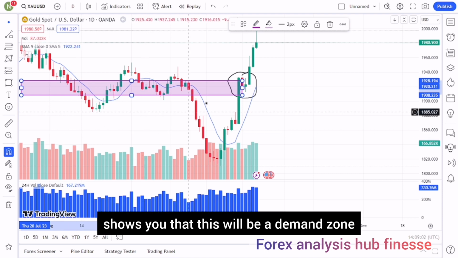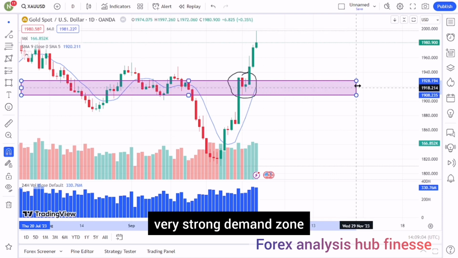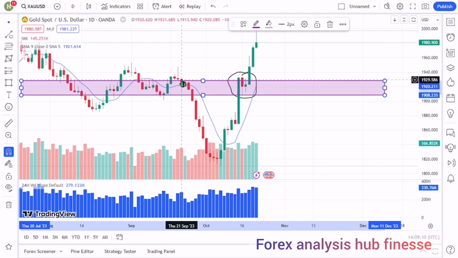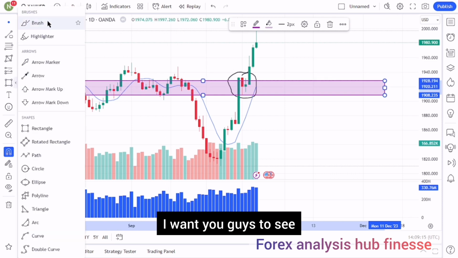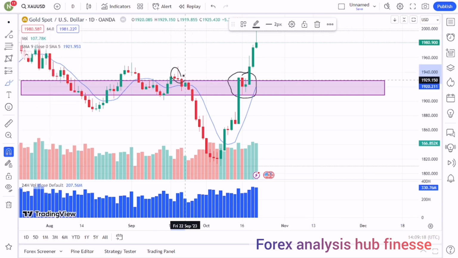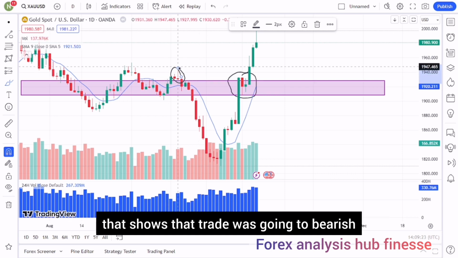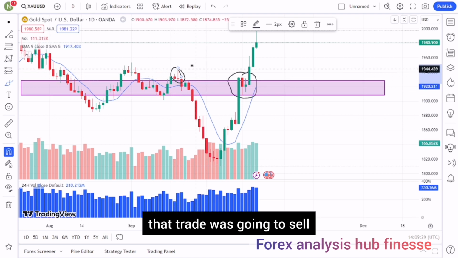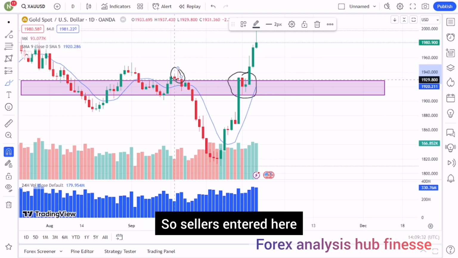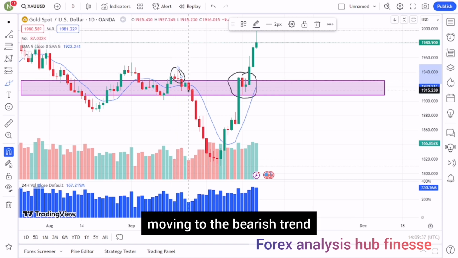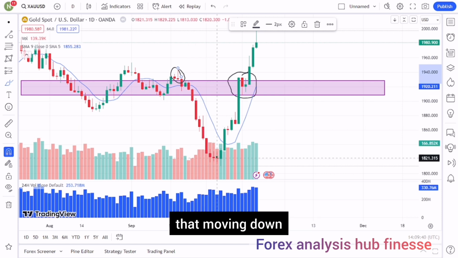That shows you that this will be a very strong demand zone. Why? Because when we were selling, you can see it rejected the buying. I want you guys to see this here. This was a rejection. This candlestick with a long wick on the upper side shows that the trend was going bearish. So sellers entered here. It rejected the buying price and started moving to the bearish trend, moving down and down and down.